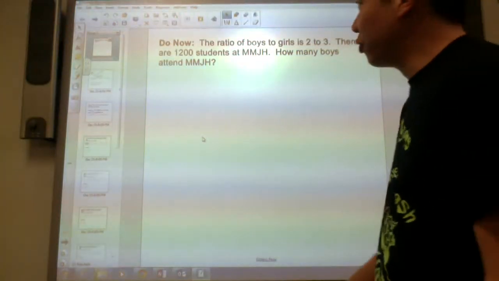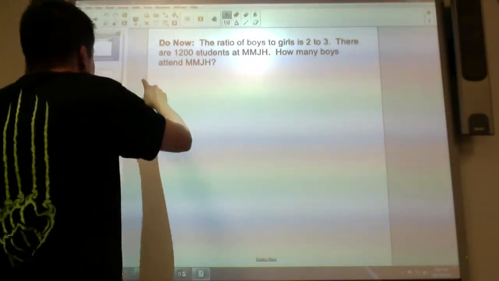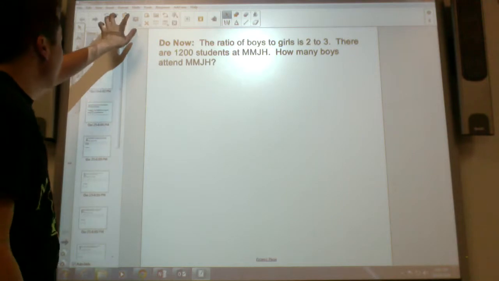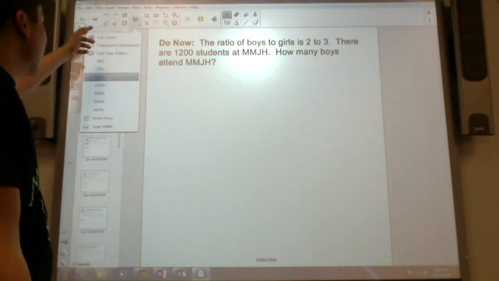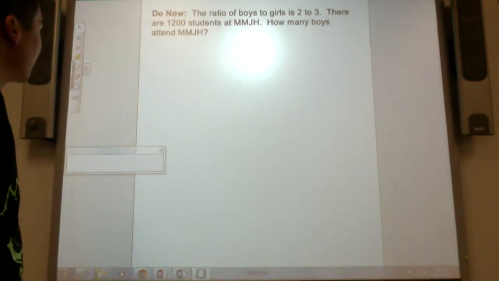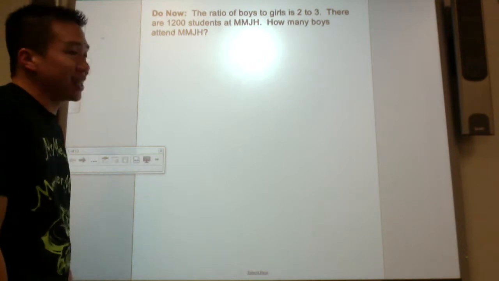Going to talk about how to convert measurement units, like feet to inches, inches to feet, ounces to cups, and all the good stuff. So the ratio of boys to girls is 2 to 3.